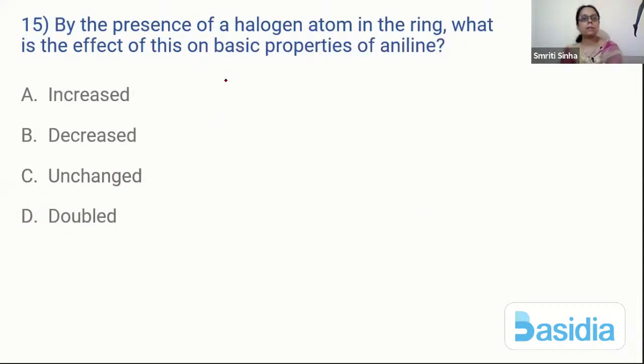Next, by the presence of a halogen atom in the ring, what is the effect of this on the basic property of aniline? So if there is a halogen atom present at any position in the aniline molecule, how will it affect its basicity? Okay, so remember, here basicity will increase because the halogen atom will show the plus R effect, increasing the electron density somewhat, and therefore obviously the basicity will increase.